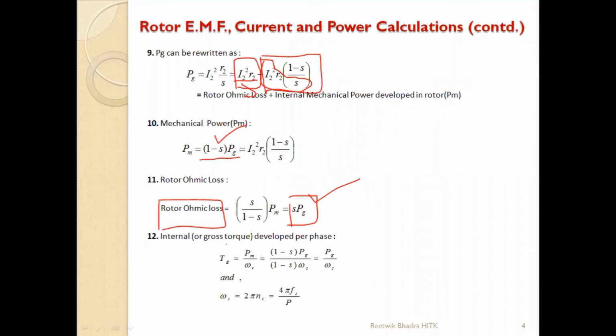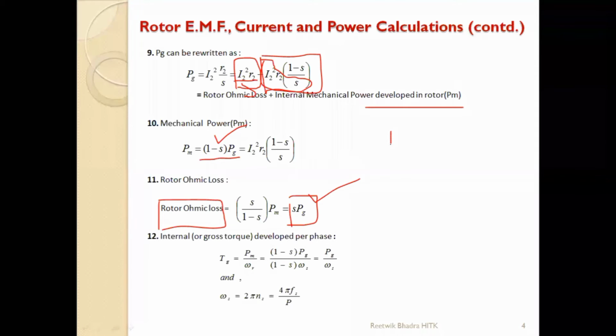Next, internal or gross torque. Okay, gross torque is the torque developed by this mechanical power. Now, mechanical power, torque, you know, is power by speed. So PM by omega R. What is PM? 1 minus S into PG. What is omega R? Now, omega R can be written as NR also. Think about NR. Okay, only units are changing. NR can be written as 1 minus S into NS, first class.